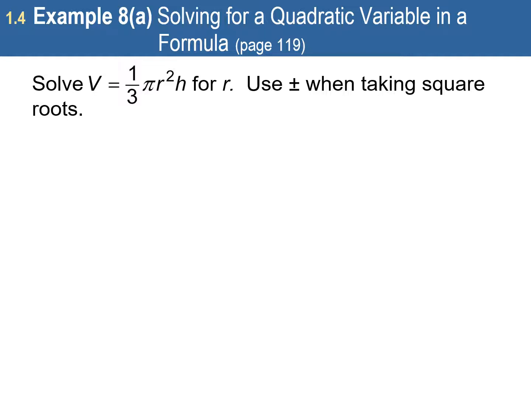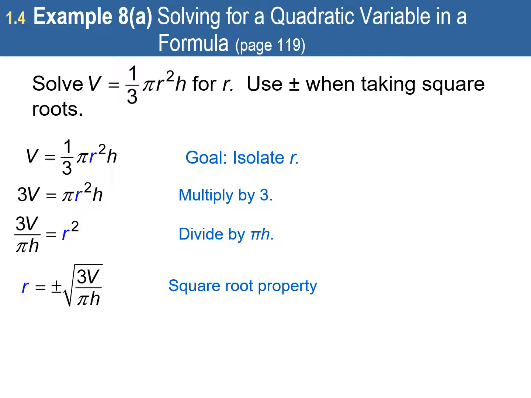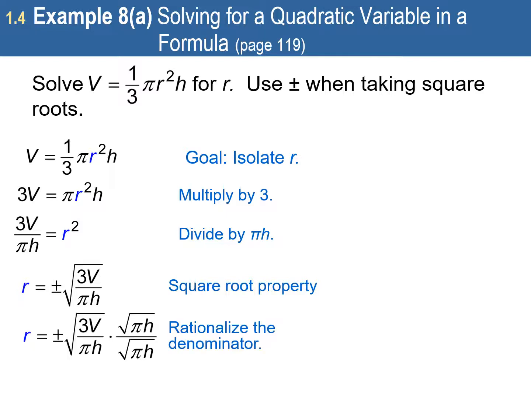Now, suppose I want to solve the equation V is equal to 1/3 pi r squared h for r. Then the first thing you want to do is find your variable in there. So it's this r squared. We want to isolate the r. So I'm going to multiply both sides through by 3 and then divide by pi h. So I have r squared is 3V divided by pi h. So when I take the square root, I use the square root property. This is plus or minus the square root of 3V divided by pi h.